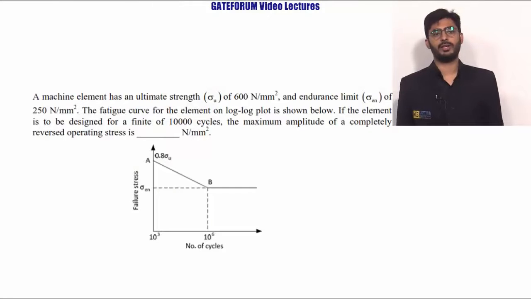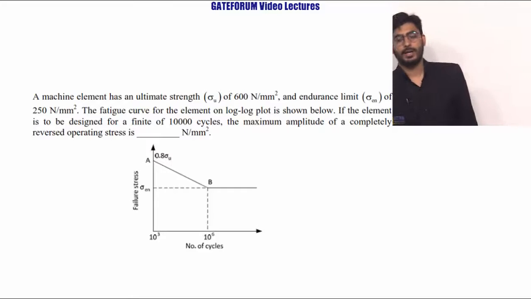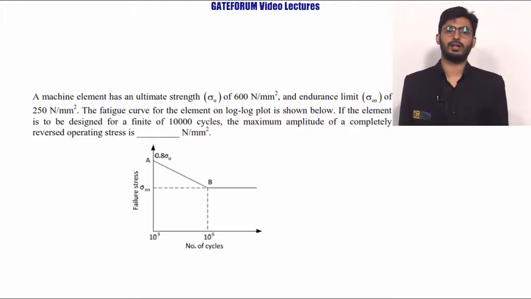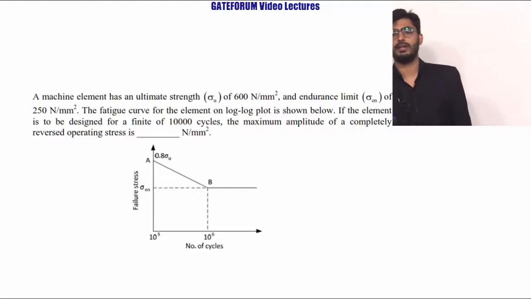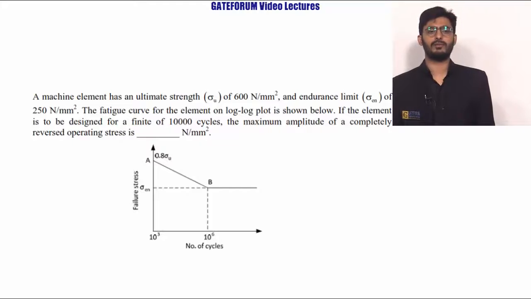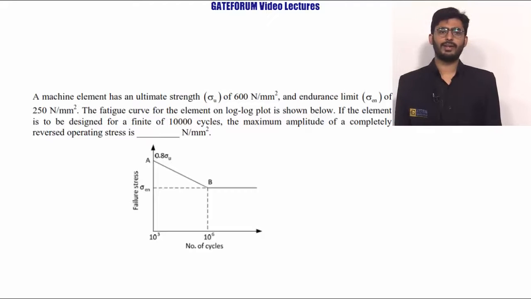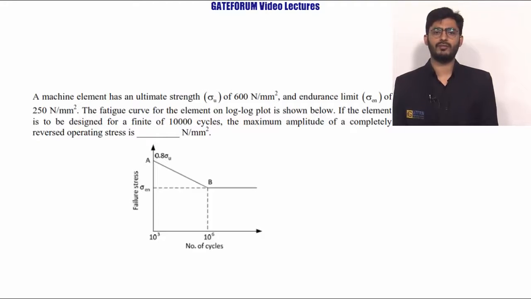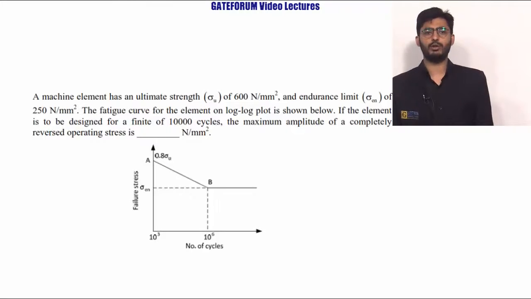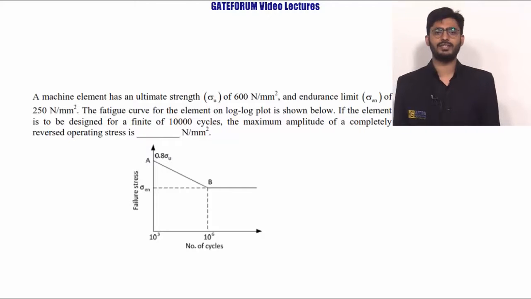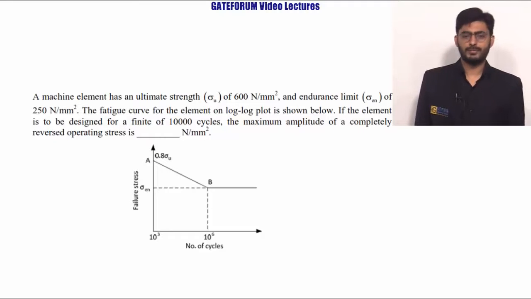This question belongs to the topic design of machine elements from the subtopic variable loading. A machine element has an ultimate strength sigma u of 600 Newton per mm square and endurance limit of 250 Newton per mm square. The fatigue curve for the element on log plot is shown below. If the element is to be designed for a finite life of 10 power 4 cycles, or 10,000 cycles, the maximum amplitude of completely reversed operating stress is dash Newton per mm square.